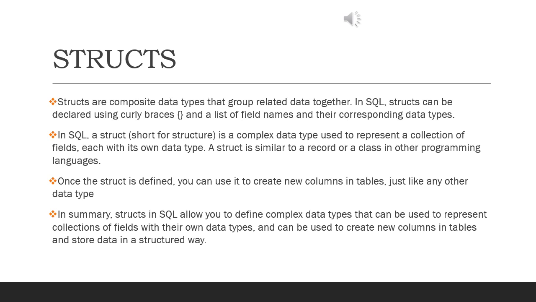The last data type we find is structs. Structs are composite data types that group related data together. In SQL, structs can be declared using curly braces and a list of field names and their corresponding data types. In SQL, a struct, short for structure, is a complex data type used to represent a collection of fields, each with its own data type. A struct is similar to a record or a class in other programming languages. Once the struct is defined, you can use it to create new columns in tables just like any other data type.